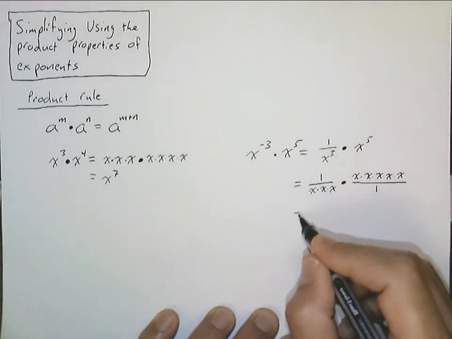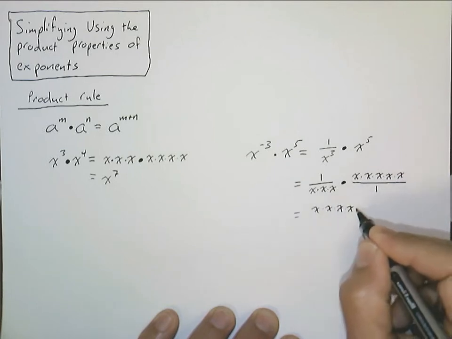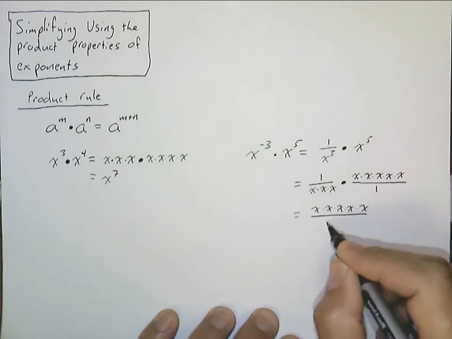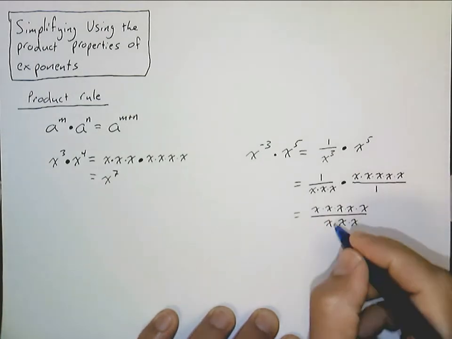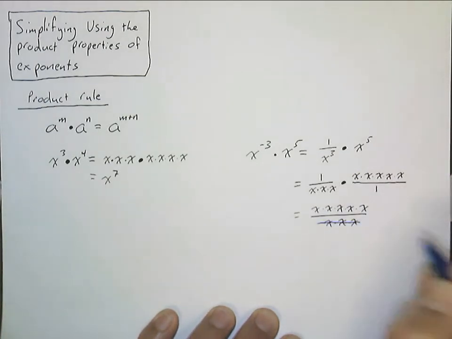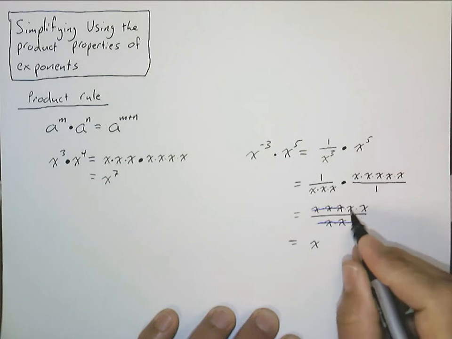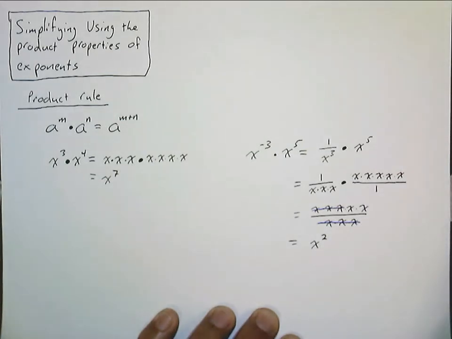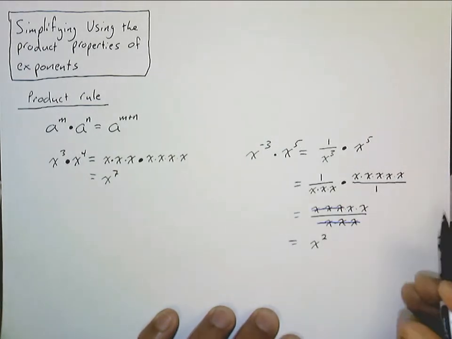Doing the multiplication, numerator times numerator, we have x times x times x times x times x on top, and on the bottom, x times x times x. These 3 factors of x in the denominator will cancel 3 of the factors of x in the numerator, leaving us with just x squared in the numerator over 1, but you don't have to put that in. And of course, negative 3 plus 5 is this exponent of 2.